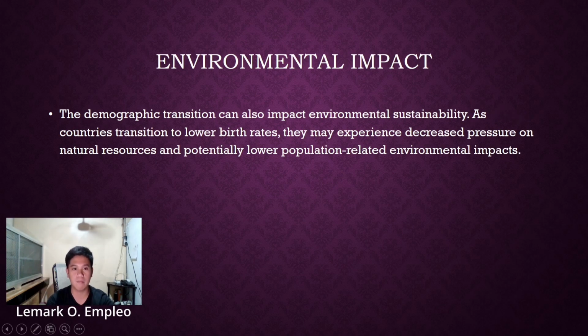Environmental impact. The demographic transition can also impact environmental sustainability as countries transition to lower birth rates. They may experience decreased pressure on natural resources and potentially lower population-related environmental impacts.